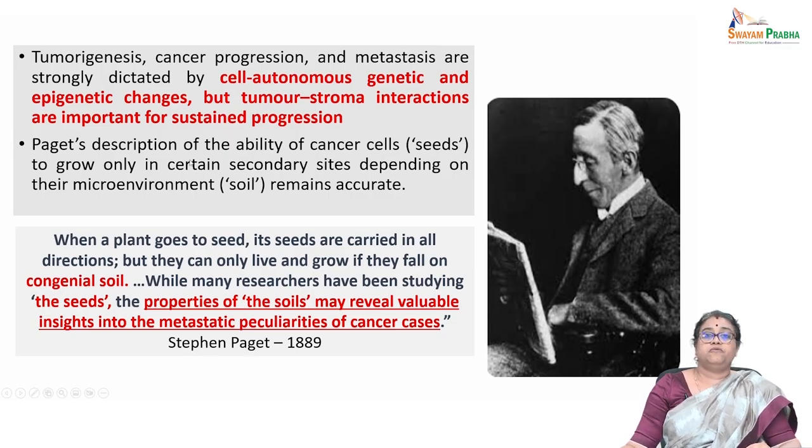Paget's description of the ability of cancer cells, so they are your seeds, to grow only in certain secondary sites depending upon their microenvironment or the soil still remains accurate. That is, when the cancer dislocates from a primary location and gets metastasized and moves to a different site, the decision of moving to a particular site is dependent upon a very congenial tumor microenvironment in that site, which can support the growth of these migrated cancer cells.